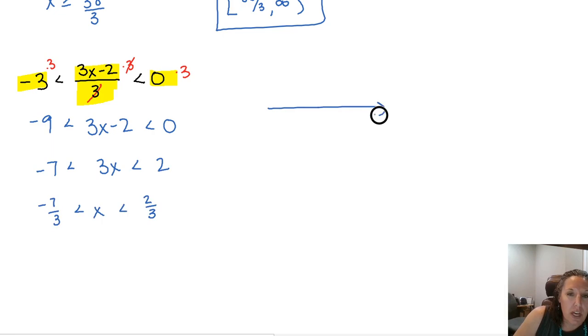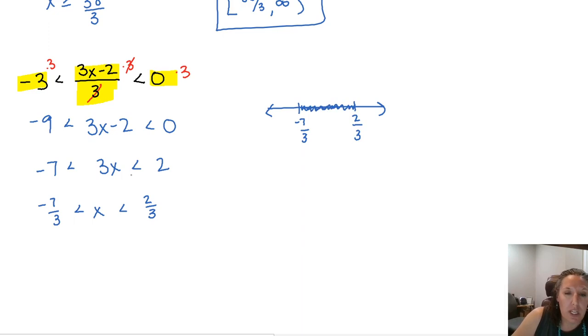So if we were to put that on a number line, you always want to make sure and put your numbers in numerical order. The smaller, most negative one on the left and the larger, most positive one on the right. And then we want the x's that are bigger than -7/3, so we're going to be shading to the right of that, and smaller than 2/3, so we'll be shading to the left of that number. So that means we want the shading in the middle.